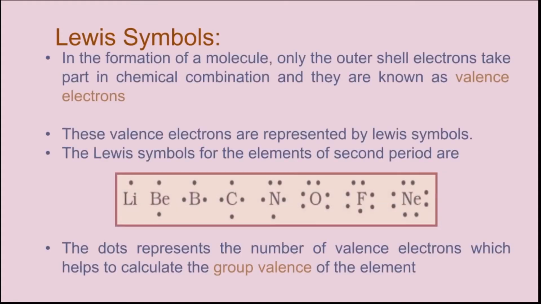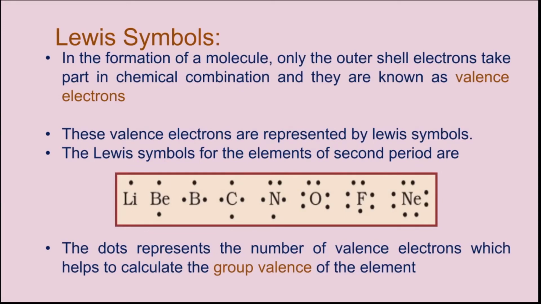Let us see what these Lewis symbols are. In the formation of a molecule, only the outer shell electrons take part in chemical combination and they are known as valence electrons. Children, valence electrons means the outer shell electrons, that is, how many electrons are there in the outermost shell. They are represented around a symbol, and that is called a Lewis symbol.